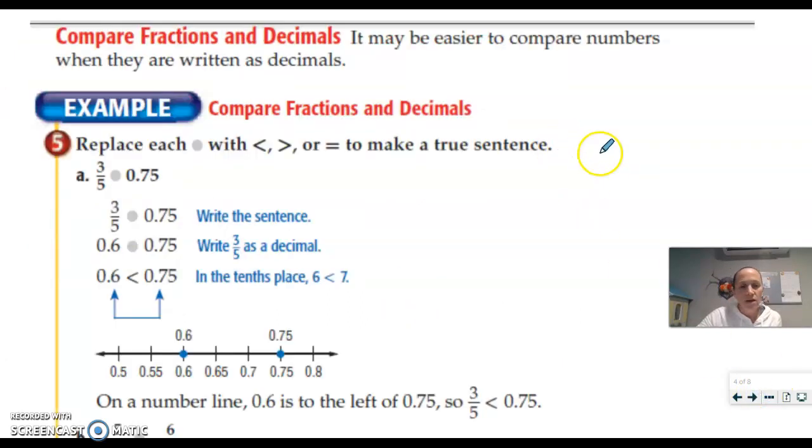The last thing will be comparing. They recommend here that when you do this, it's usually easier if they're written as decimals. So to compare 3/5 and 75 hundredths, I already know that 3/5 is 0.6, so I would know that 75 hundredths is bigger. Some of those you will maybe know. I'm looking at the fractions now. Some you might have to convert to a decimal in order to be able to compare them.